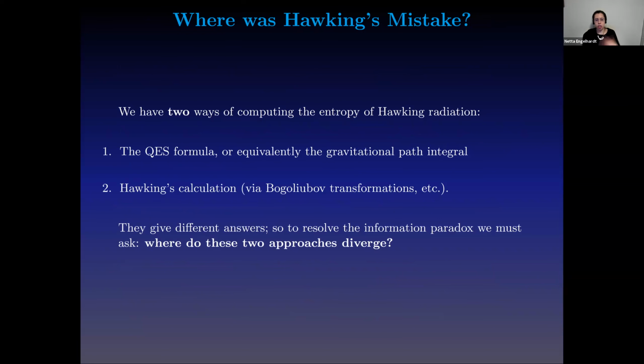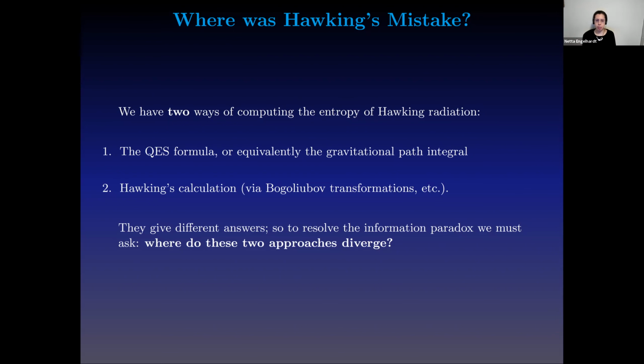We have these two ways of computing the entropy of Hawking radiation. The quantum extremal surface formula, equivalently the gravitational path integral, or we can do Hawking's calculation, Bogoliubov transformations, etc. And they give different answers. So we have to ask ourselves, where do these two approaches diverge from one another? What's the difference between them? Of course, they're in two different languages, so we're going to have to work with one or the other and try to bridge the gap.